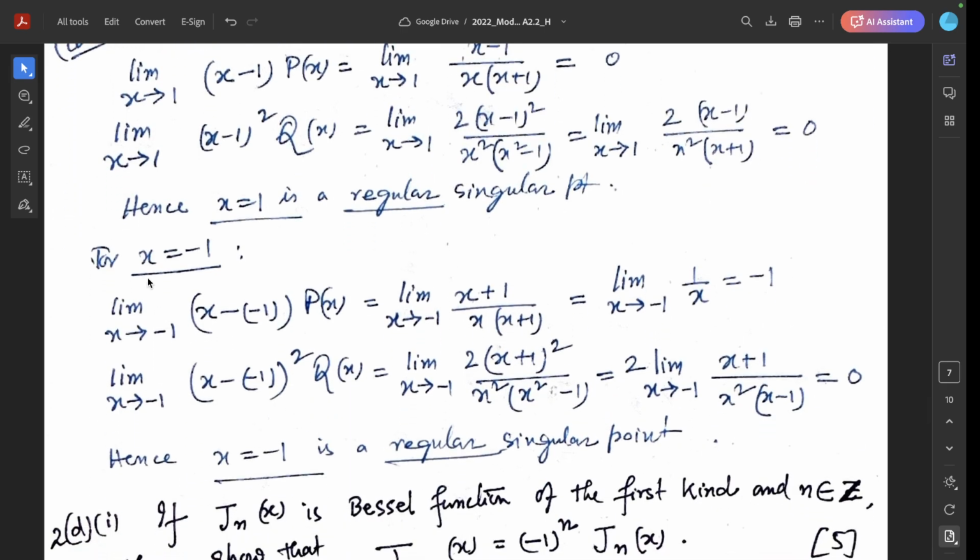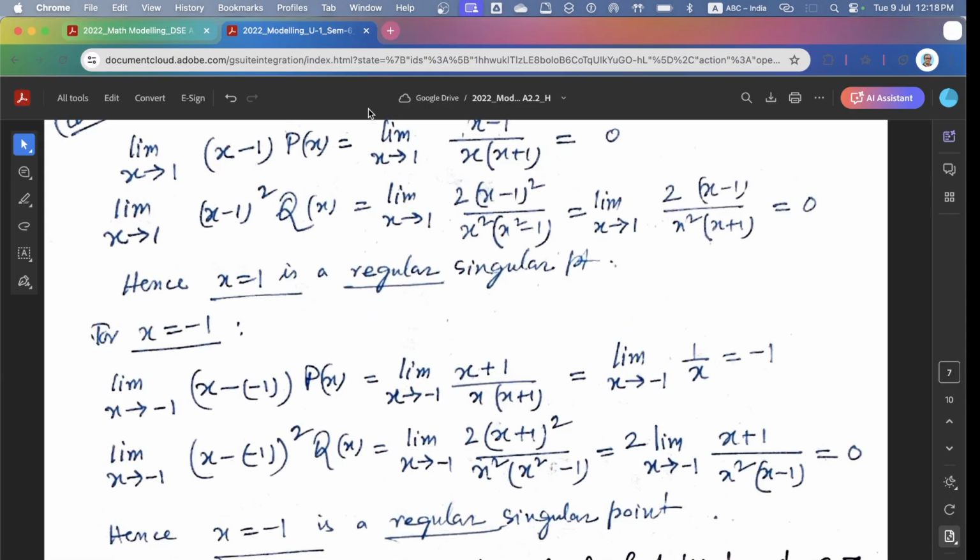And to check x equal to minus 1, limit x tends to minus 1 of (x minus minus 1) p(x) equals minus 1, and limit x tends to minus 1 of (x minus minus 1) whole square q(x) equals 0. So x equal to minus 1 is also a regular singular point of differential equation 2.